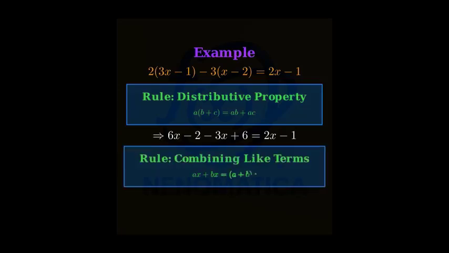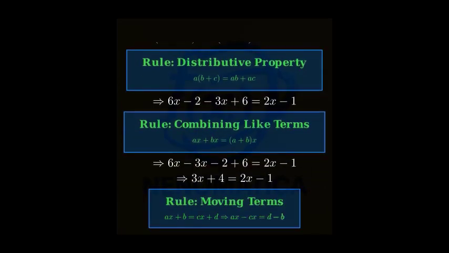Now, we'll rearrange the equation to isolate the variable. We'll move all terms with x to the left side and all constant terms to the right side. First, let's subtract 2x from both sides to get all x terms on the left. Finally, we'll isolate x by subtracting 4 from both sides of the equation.